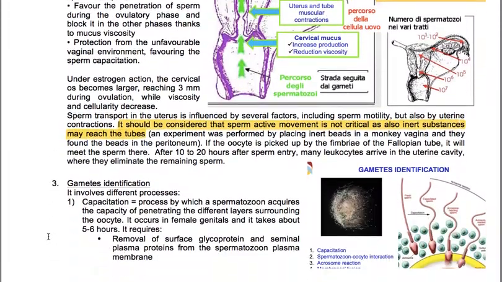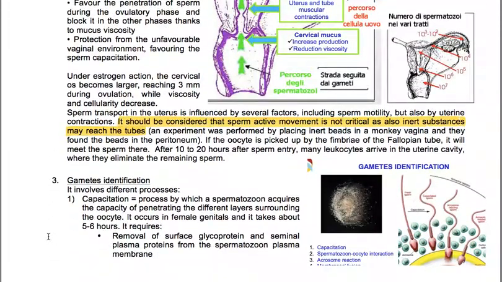Third step is gametes identification. It involves different processes. First is capacitation, the process by which a spermatozoon acquires the capacity of penetrating the different layers surrounding the oocytes. It occurs in the female genitals and it takes about 5-6 hours.